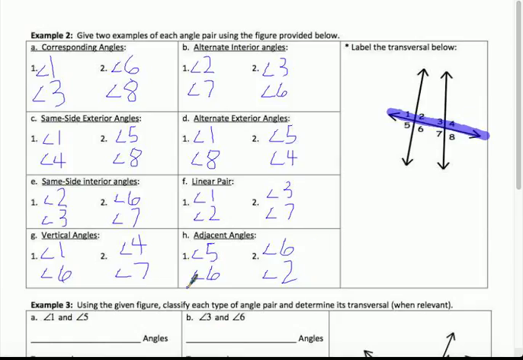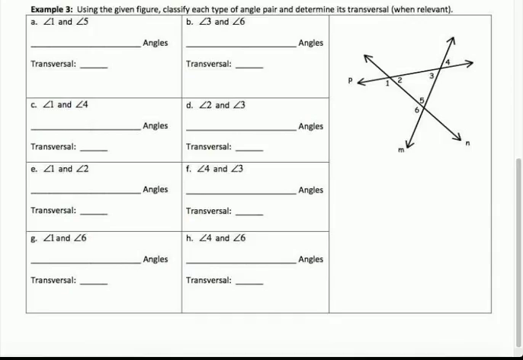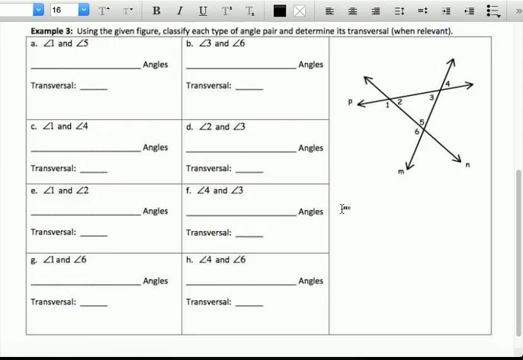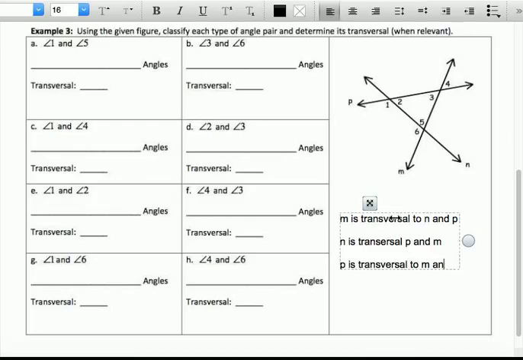So in the next picture, now we are given angles and we have to classify what kind of pair of angles they are. Now notice in this picture, all 3 lines intersect each other. So we have to be careful which lines we're looking at. Here line M is a transversal to N and P. We also have N is transversal to the other two, P and M, or P is transversal to M and N. So for the pair of angles we look at, we have to first identify which transversal they both lie on.